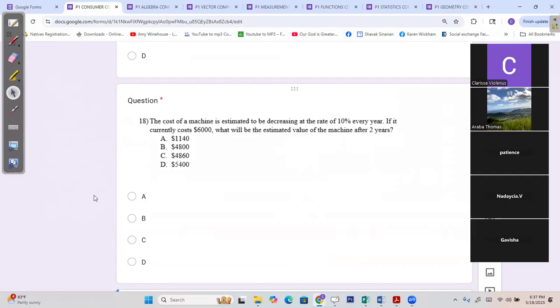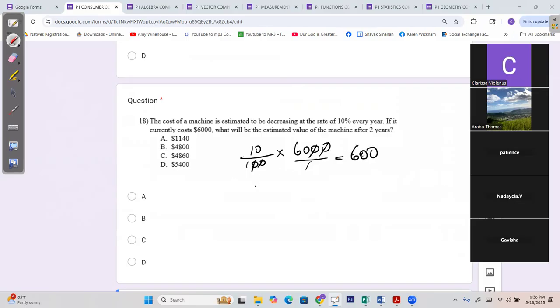This is an example of a question I was telling y'all about. You see how they say every year is decreased by 10% for 2 years. I want to do this one because it's important. It starts out at 6,000. So 10% times 100 by 6,000, so you cancel the zeros. So they're going to decrease by 600.